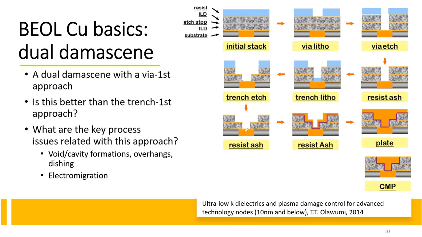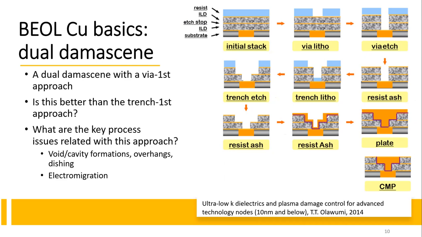Then you follow this process, okay? Follow this process, and you could create something like this. For every step of the way, you had to change your etch chemistry, you have different etches. So you have a via etch, a trench etch. All these are done in a nice manner to form, at the end of the day, two layers of copper at one time. We could call it two-layer copper at one time.